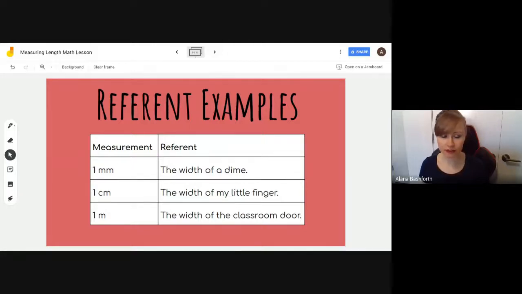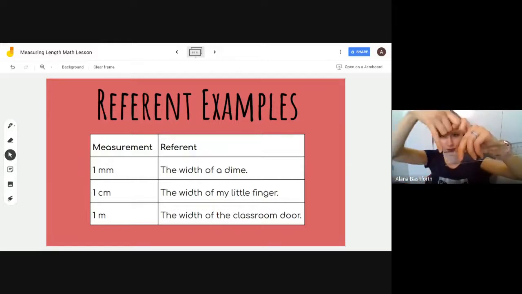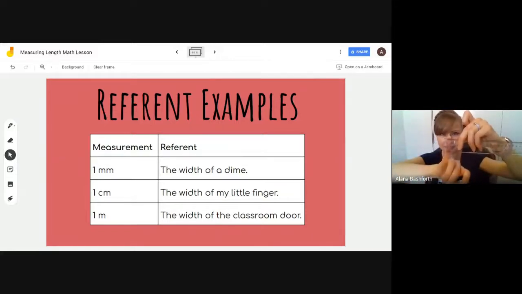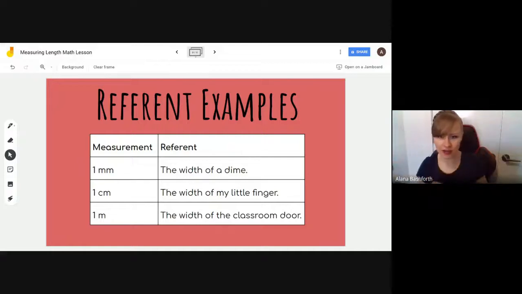For 1 millimeter, you could use the width of a dime. If you turn it on its side, the little tiny bit that it is, that would be a millimeter. And then for 1 centimeter, we want it to be about from there to there. If I use my little finger, you can see that it's about 1 centimeter wide. And then 1 meter wide would be like the width of the classroom door. Not bedroom doors, oftentimes those are smaller, but a classroom door is bigger. So it's about 1 meter in width. It's just a way to concretely think about these measurements and how big they actually are.